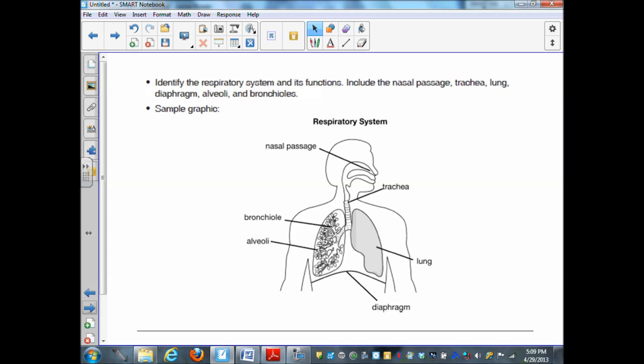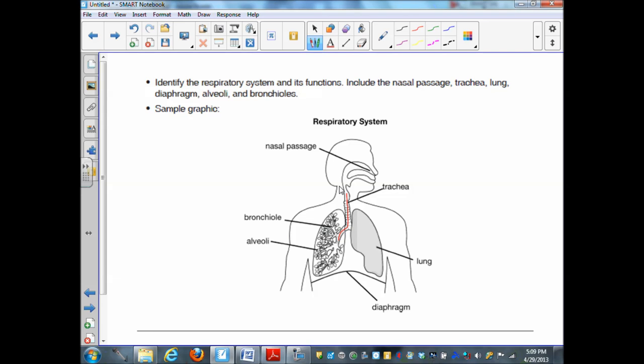You'll need to be familiar with these particular components, organs of the respiratory system. Obviously, you breathe in through your nasal passage or through your mouth. The air is going to travel down your trachea and get into your lungs, and it's going to get into those branch-like structures, it looks like tree branches. They're called bronchioles. That's where the air is going to go, and then it's going to go out to these little grape-like sacs called the alveoli. And it's there in the alveoli that the oxygen gets into our bloodstream.